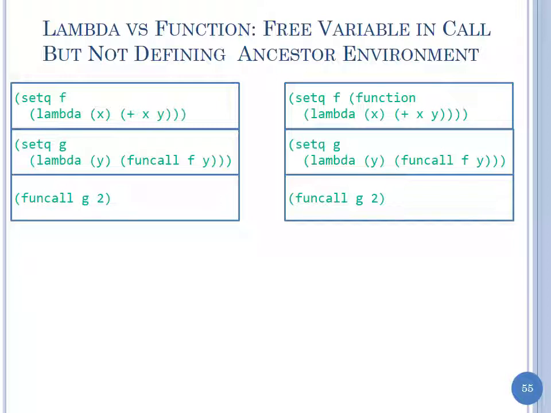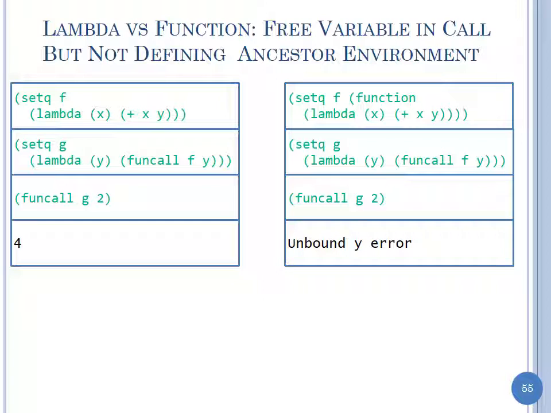On the right hand side, our plus x y lambda is enclosed in function. So y is still a free variable, but we've said that y should be bound in the static environment. If we were to do a setq y at the top level, this function would behave properly, but we don't do that. We again do the same setq g and do func call g with 2, and since we didn't do setq at the global level, when we call function f, y is unbound. So we get the answer 4 here, and we get an unbound y error here.